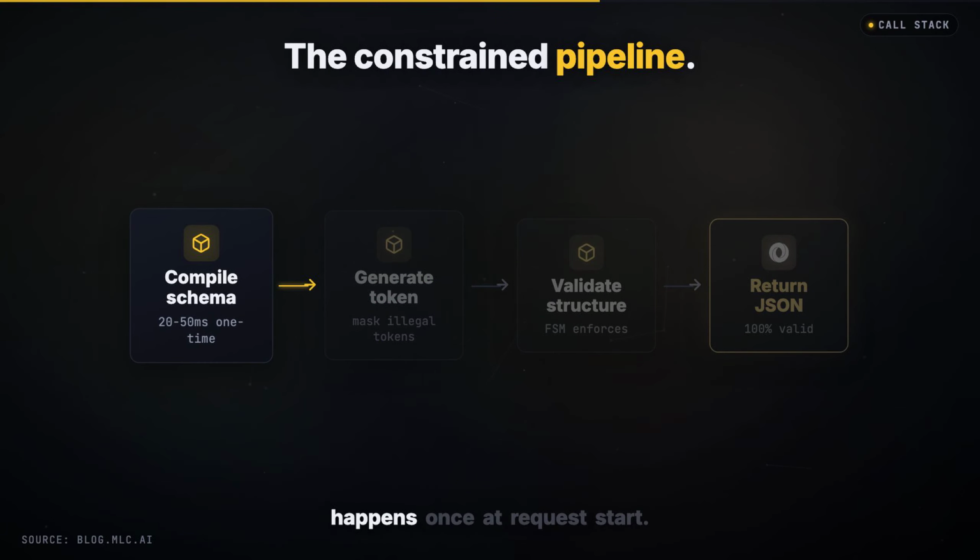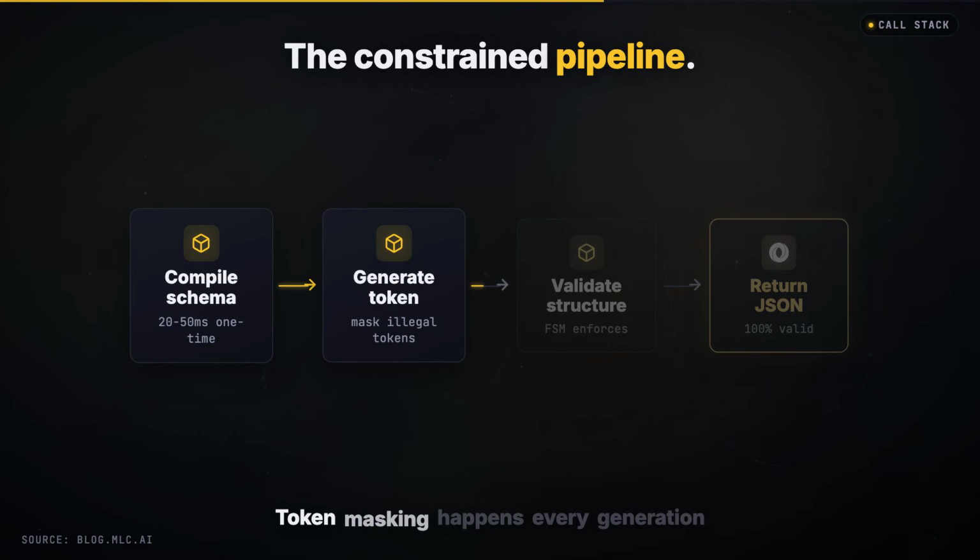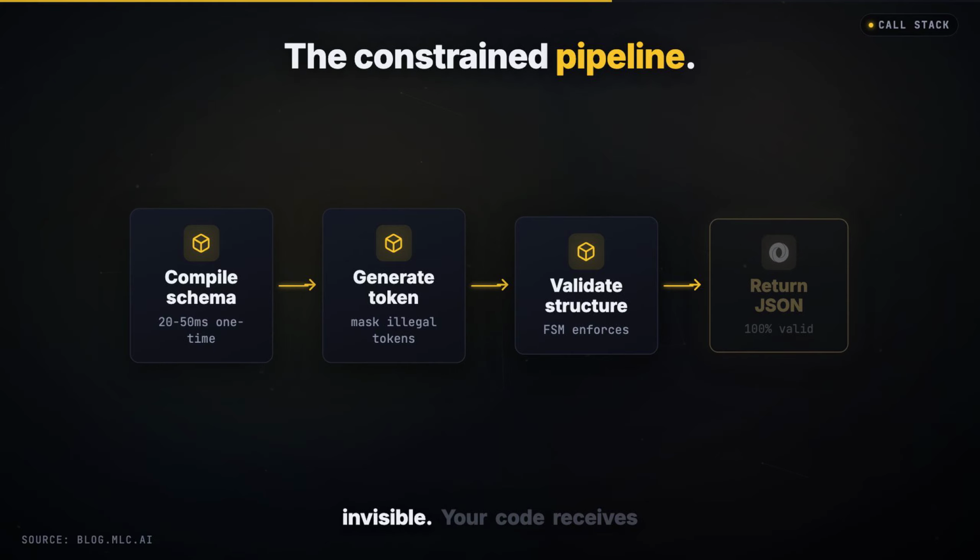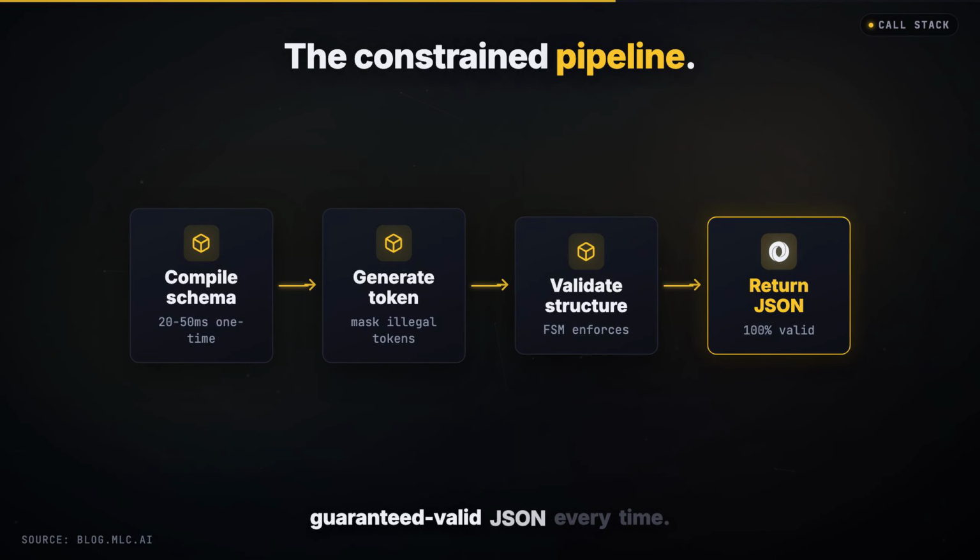The full pipeline. Schema compilation happens once at request start. Token masking happens every generation step. Validation is automatic and invisible. Your code receives guaranteed valid JSON every time. The loop never breaks. The agent stays alive.